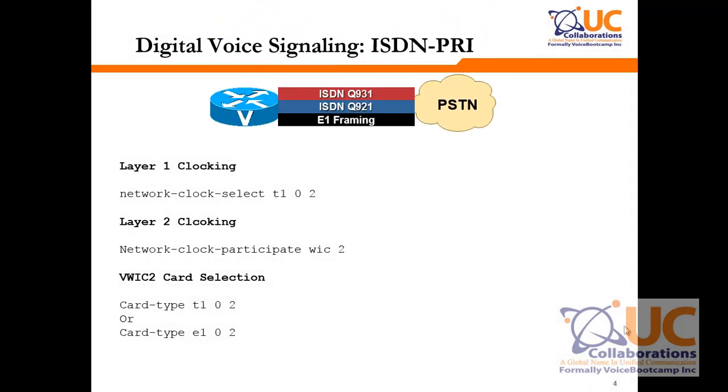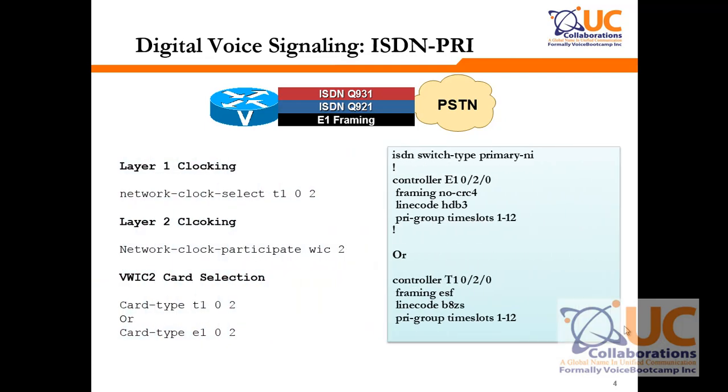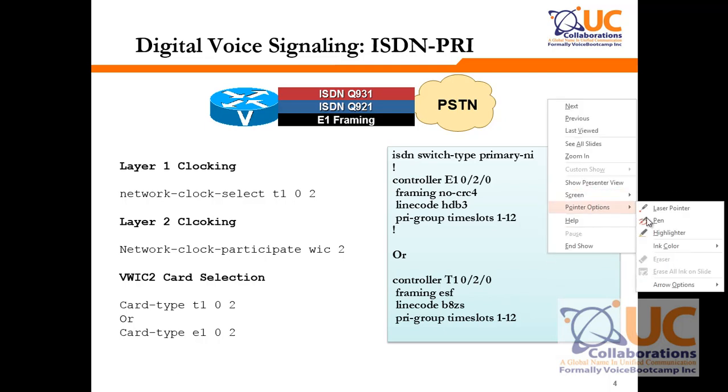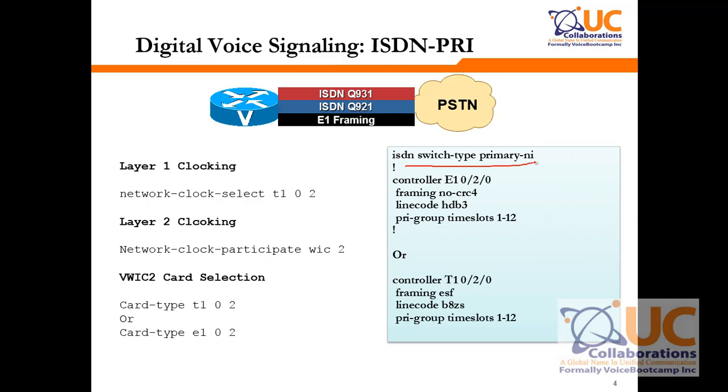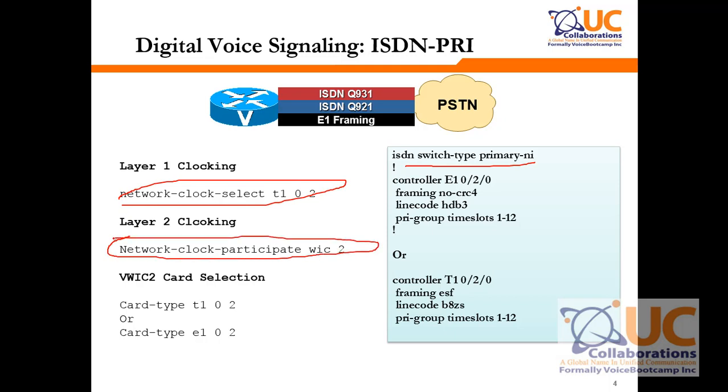In order to configure our voice gateway to communicate with our service provider using the old technology such as ISDN or T1 and E1 TDM technology, we must first configure the router with various ISDN related settings. One of the first things that we need to ask our service provider is what kind of switch we're connecting to, so we need to define the switch type. We also need to define the network clock for clocking purposes, such as network-clock select and network-clock participate wic 2. These are your slot number where your voice card is in.